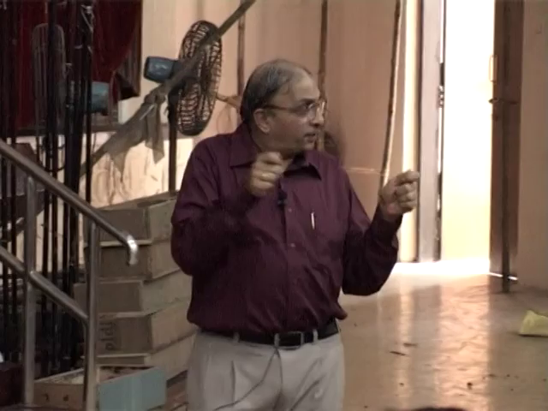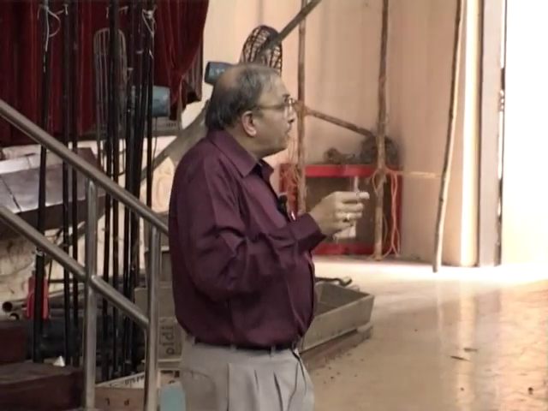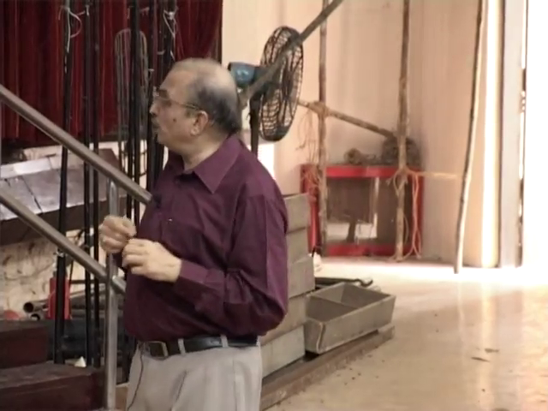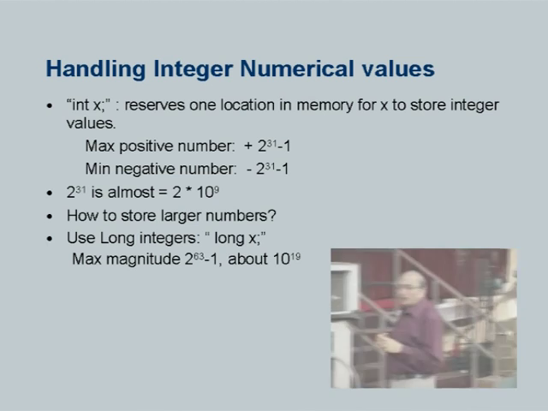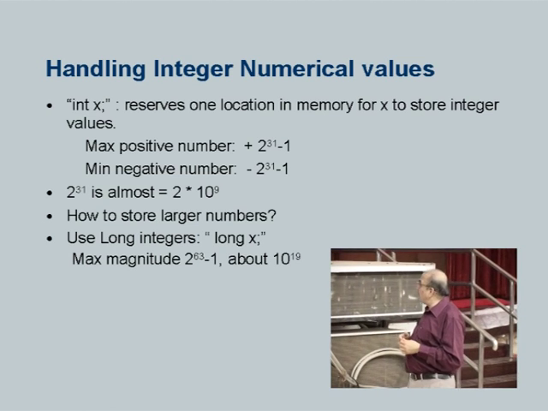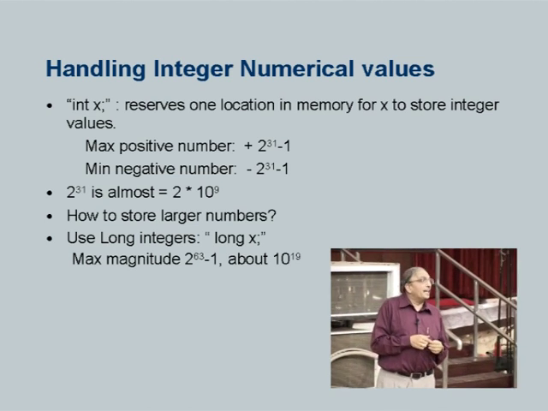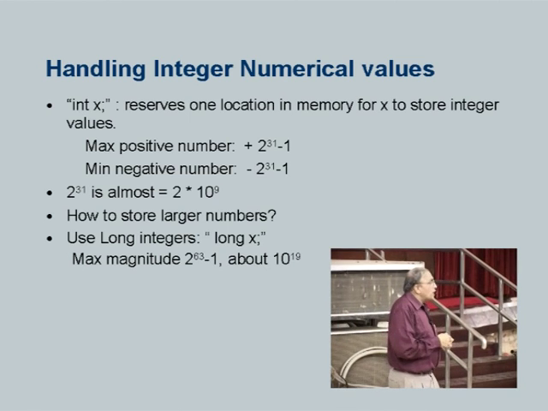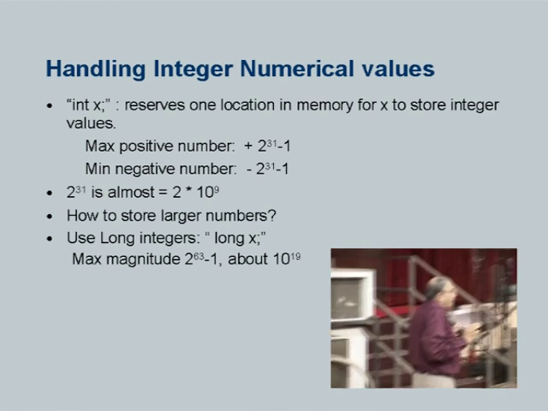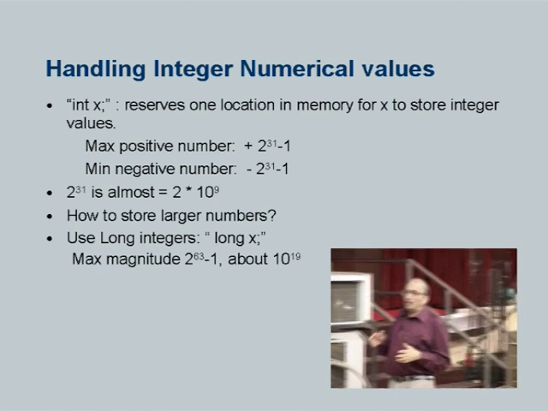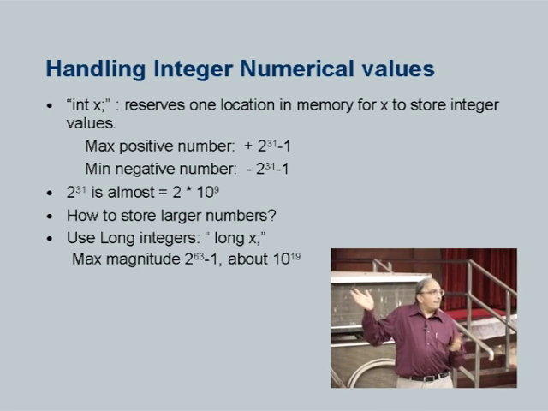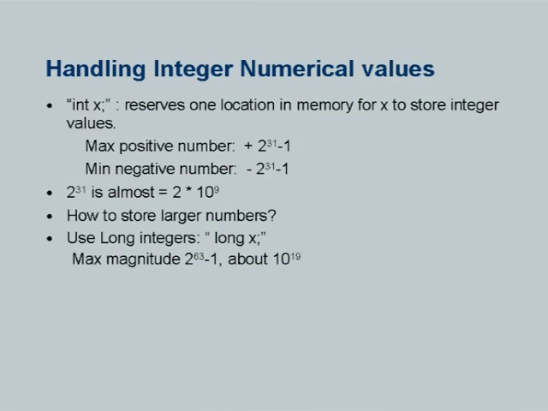We measure the size of a number in terms of the number of digits that the number has. Digit means decimal digit, 0 to 9. Unfortunately, Dumbo does not use a decimal system. 2 to the power 31, as we know, is very close to 2 into 10 to the power 9. Effectively, we are talking about 9-digit numbers. Dumbo cannot handle numbers larger than this, or negative numbers smaller than minus of this.